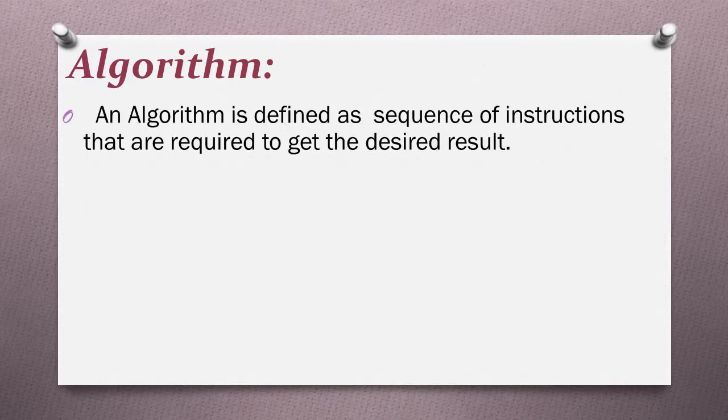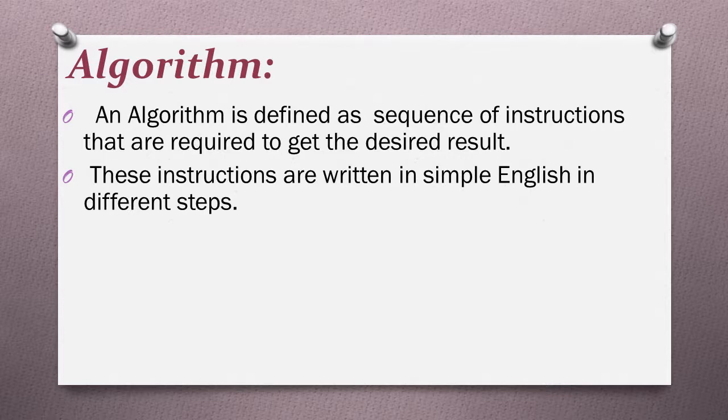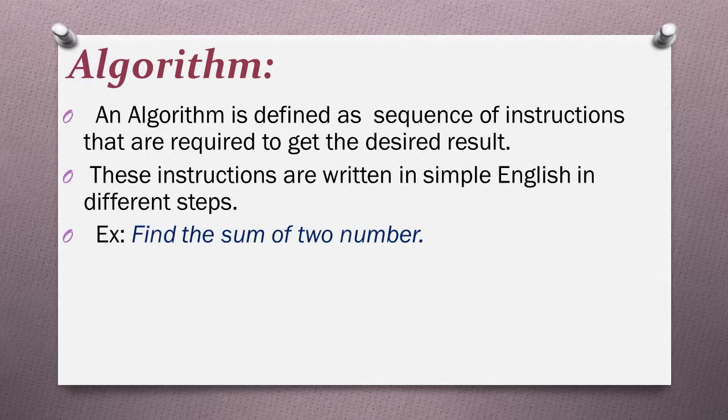Algorithm is defined as a sequence of instructions that are required to get the desired result. These instructions are written in simple English in different steps. For example, if you are going to find the sum of two numbers, first you need to accept two numbers, means you need two numbers to find the sum. Say that A and B.